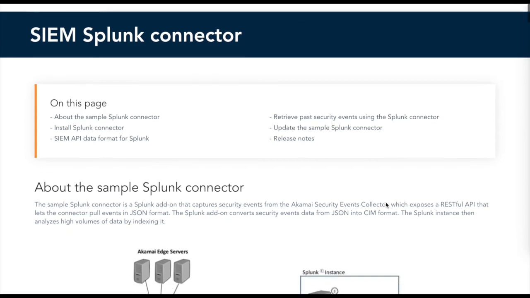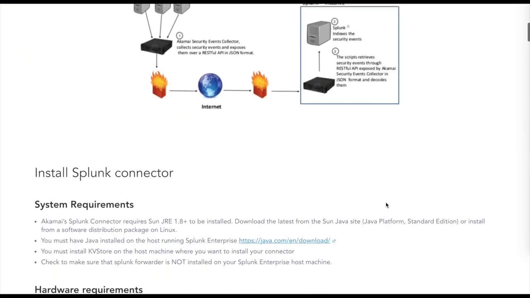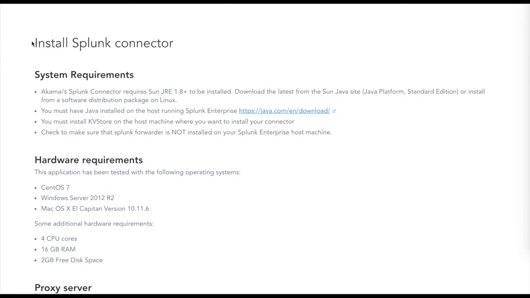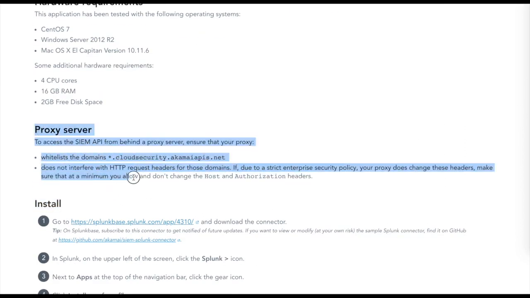Of course, here you have the documentation for actually installing it into Splunk, which is the next part of our demo. So now that we have enabled SIEM integration and we have these API keys, follow these instructions very carefully. Make sure that you install Java, make sure that you install KV-store in case it's necessary, and check your hardware requirements. It's very important that you have the ability to actually do this, whether it's Windows, Linux, or Mac. And again, make sure that you actually have outbound connection as well. So these are the installation instructions.